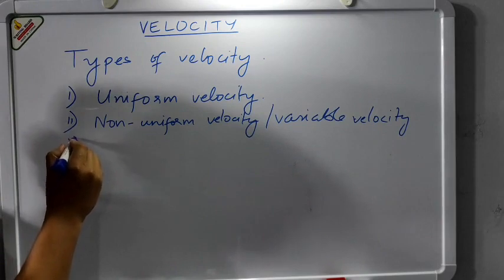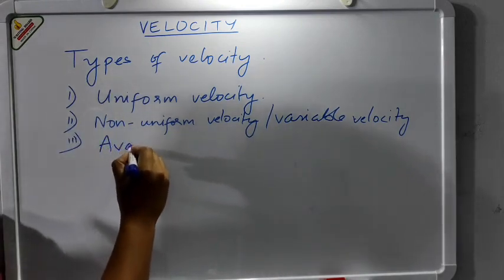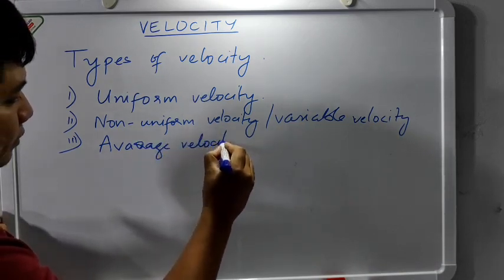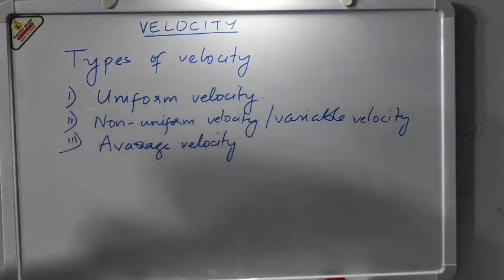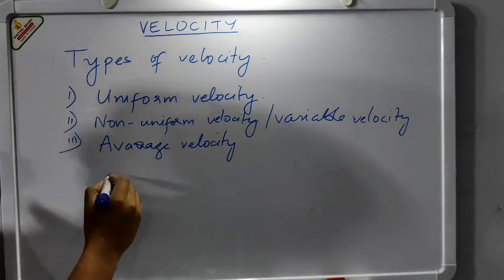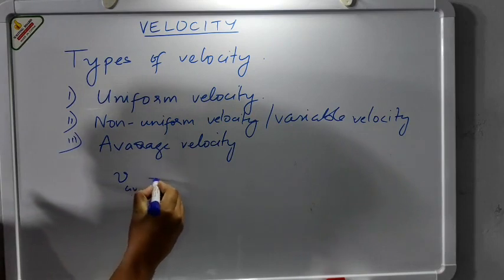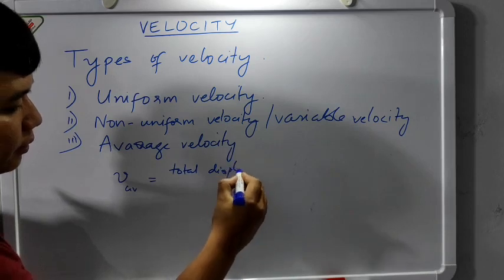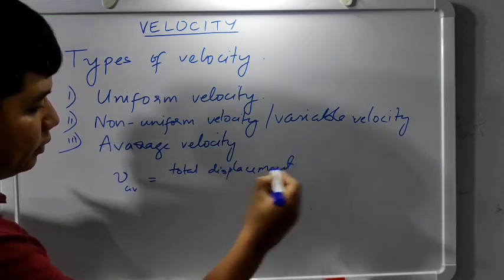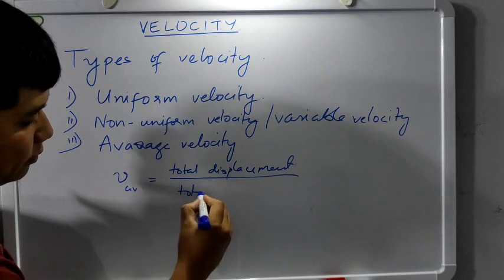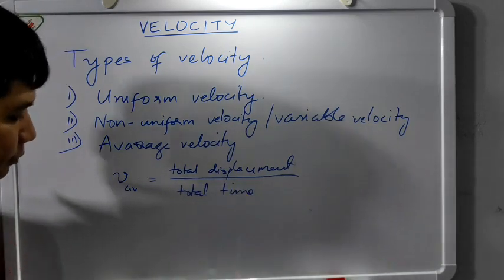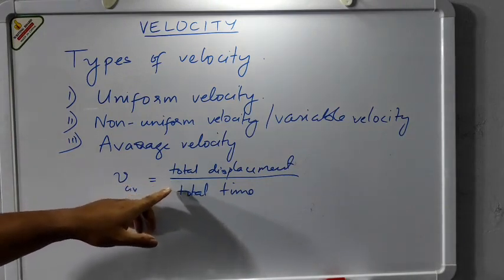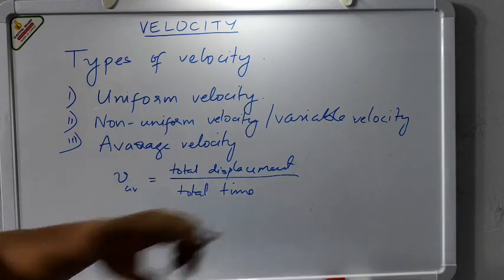Then number 3 is average velocity. Average velocity is denoted by VAV. It is the total displacement divided by total time taken. To calculate the average velocity, we have to divide total displacement by total time taken.